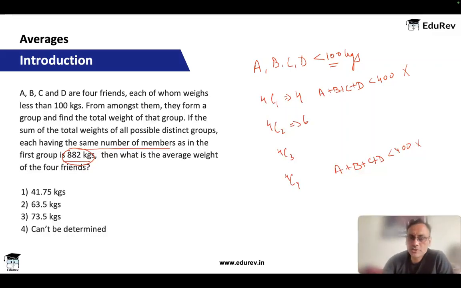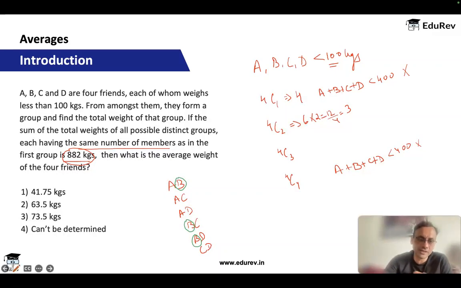Okay, and 6 groups, each group has 2 people, so total 6 groups will have 12 people, but people I have only 4. That means every person will get repeated in 3 groups. Okay, how will that happen? Just to understand, your groups will be AB, AC, AD, BC, BD, and CD. These are going to be 6 groups. If you look at anyone, for example, B is here, B is here, and B is here. Can you see B is repeating 3 times? Similarly, everyone will repeat 3 times. Okay, so basically here 3 times A plus B plus C plus D is going to be the total weight of all the groups, which is 882.